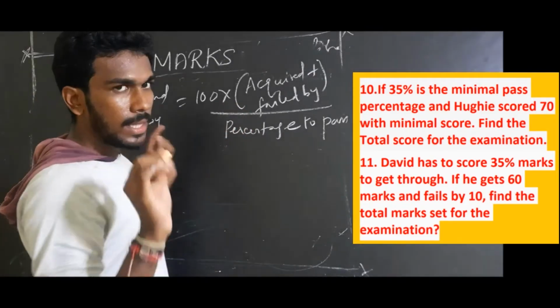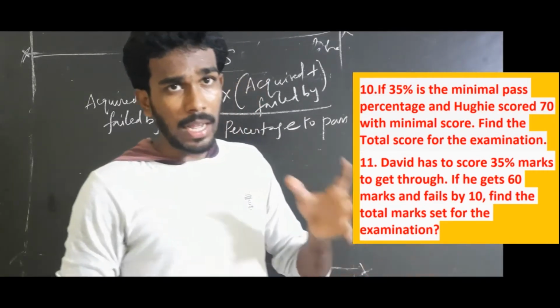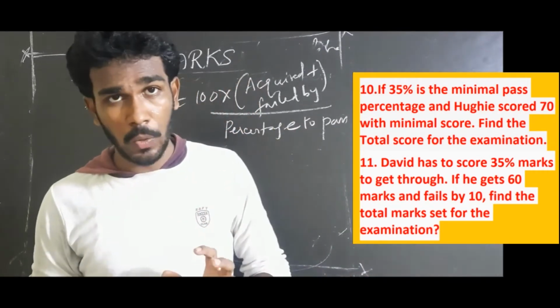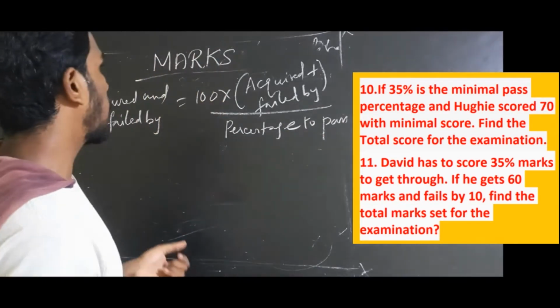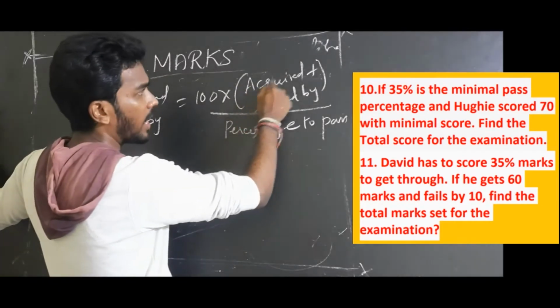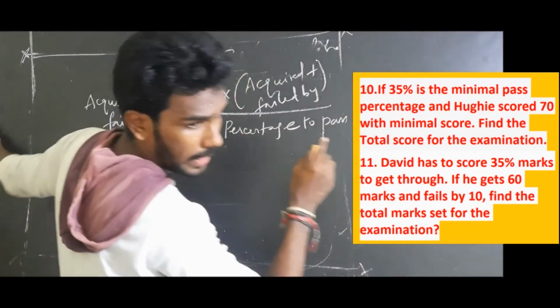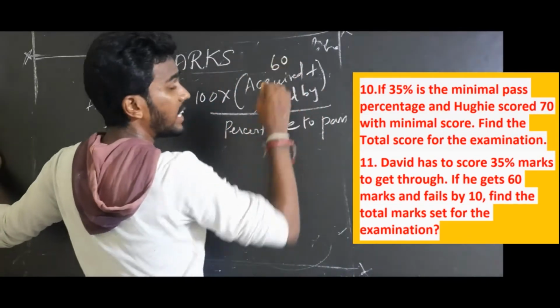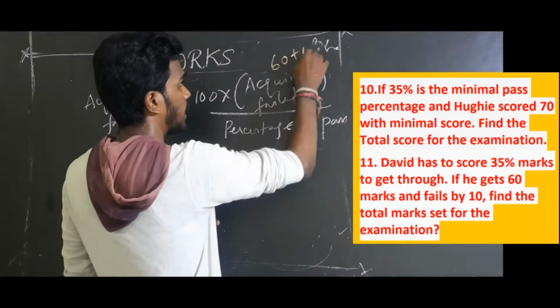Start. So in this kind of questions where the mark achieved by the candidate will be given and the mark required to pass is also given, pass percentage is also given, and we need to find the total marks. It goes in a way acquired and failed by how much marks he has acquired and how much marks is required. Acquired is here he has acquired 60 and he is failed by 10 because he needs 10 more marks to pass the examination. So 60 plus 10.